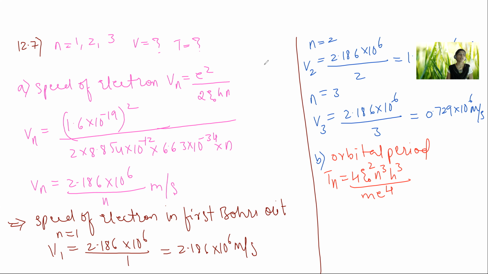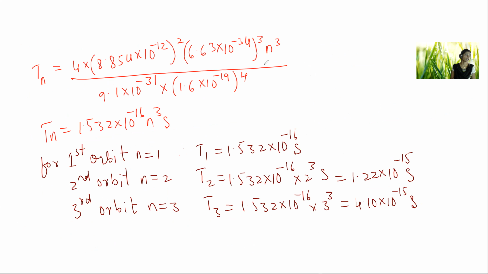So orbital period is calculated by using the formula Tn is equal to 4 epsilon naught square n cube h cube divided by m e raised to 4. use ಮಾಡ್ಕೊಂಡು just ಇಲ್ಲೇ Tn ಕ್ಯಾಲ್ಕುಲೇಟ್ ಮಾಡಿದ 1.532 into 10 to the power of minus 16 n cube ಬಂತು.